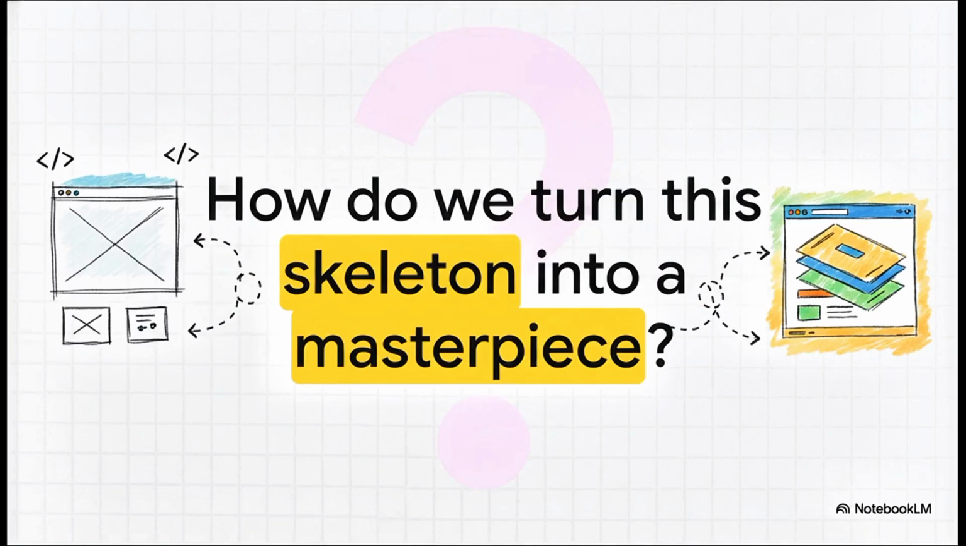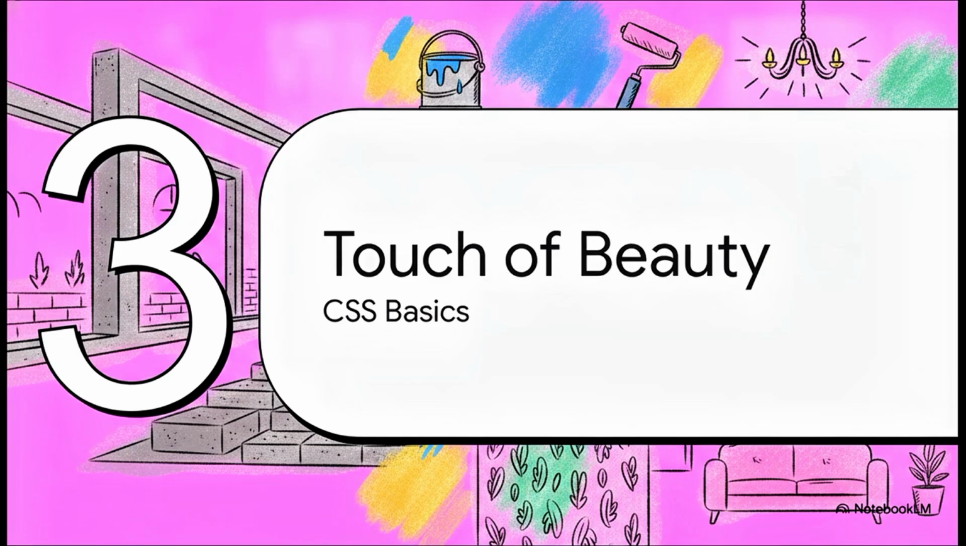So at this point, we have our solid interactive skeleton built. It functions perfectly, but let's be completely honest, it looks incredibly boring. So how do we actually turn this bare structural blueprint into a beautiful, engaging masterpiece? That brings us perfectly to Section 3, the touch of beauty, CSS basics.